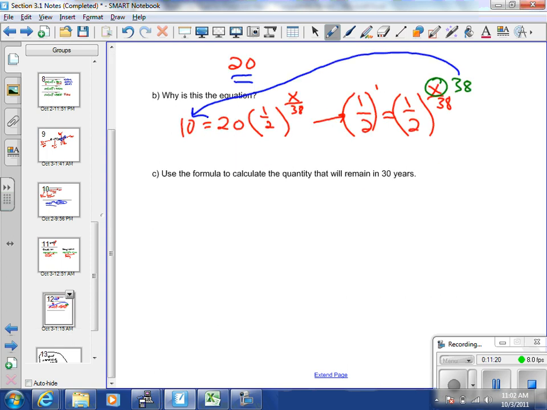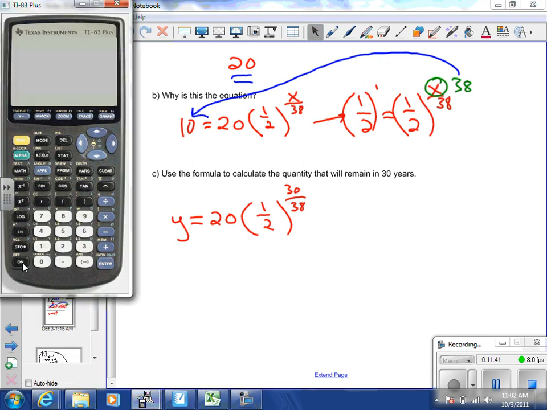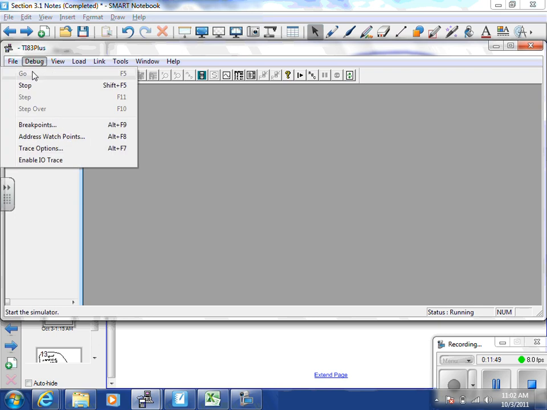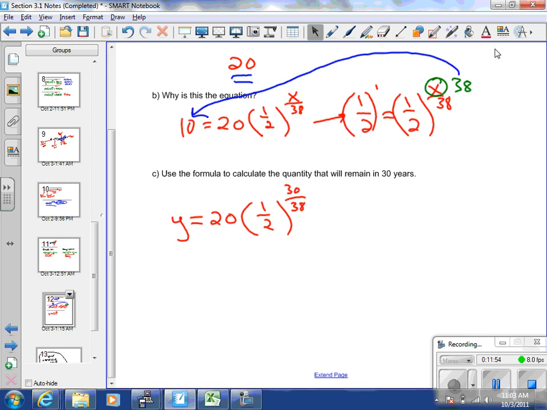Now use that formula to calculate the quantity that will remain after 30 years. After 30 years, starting at 20, we have 1/2 to the power of 30 divided by 38. Just use your calculator. If you type in 20 times parentheses 1/2 to the power of, and put the power inside a parentheses, 30 divided by 38, what I come up with is about 11.57.